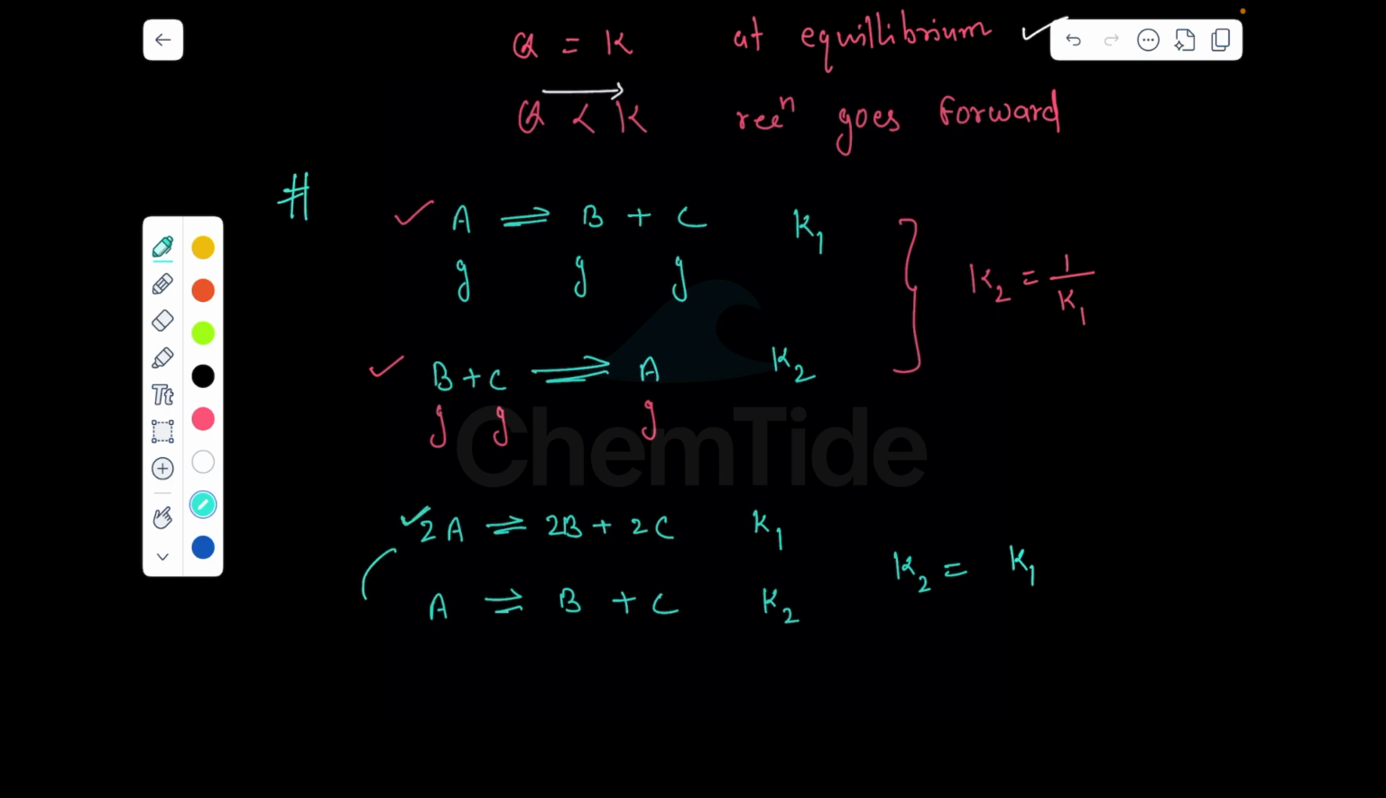So for getting the second equation, I have to divide by 2. Whatever number you are using to get the second equation, this will go as a power. So if you are multiplying by any number n, the power will be n.